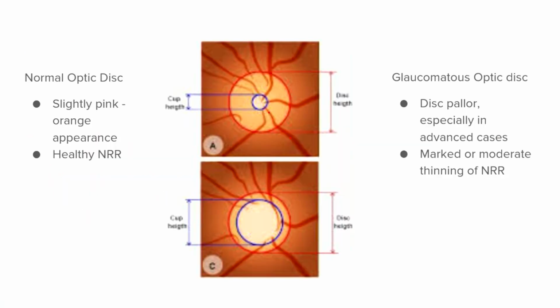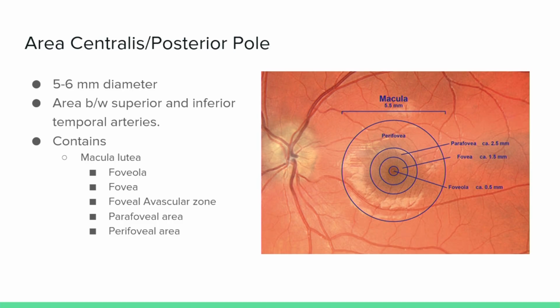Okay, now the differences between normal optic disc and a glaucomatous disc. Glaucomatous disc will appear pale and with a thinning of NRR, whereas normal optic disc is slightly pink and orange in color with a healthy NRR. The area centralis or the posterior pole, it is 5 to 6 mm in diameter. It is the area between the superior and inferior temporal arteries, and it contains macula lutea.